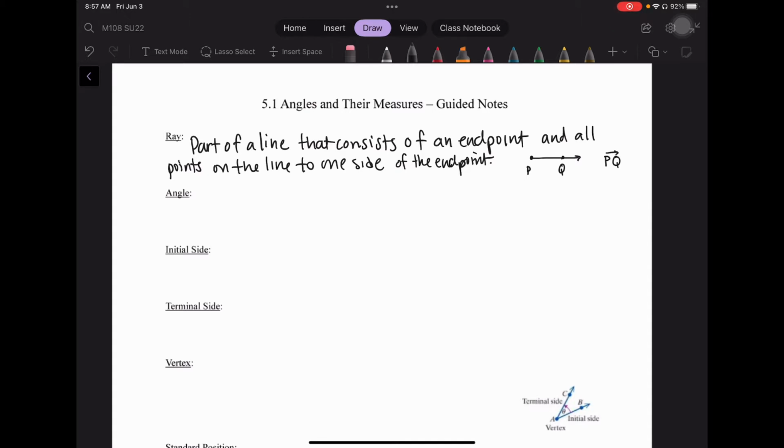Now we create an angle by rotating this ray around that endpoint P. We have our initial side, which is where we're starting with that PQ point, and then the terminal side is wherever that ray ends up. And then the vertex of the angle, in this case, would be P because I'd be rotating around that endpoint. So the angle is rotating a ray around its endpoint, and you're creating this angle on the inside. In this class, we will represent angles a lot using the Greek letter theta.